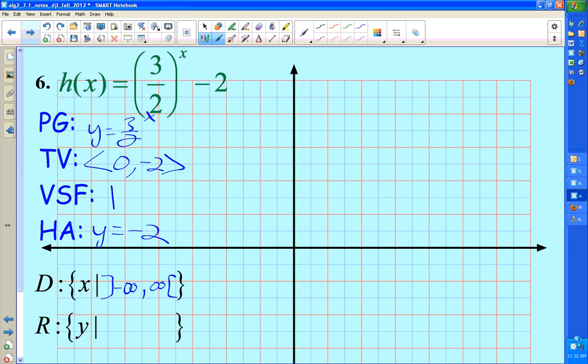Now remember, your base is a fraction, so you've got to be a little bit careful with how you graph it. It's still more than 1, so you're still looking at growth. When we graph the points, right 1 up the base.